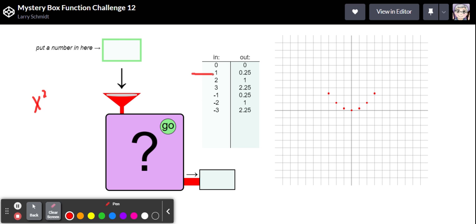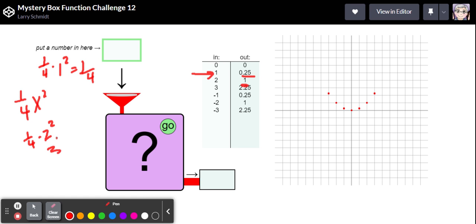Well, if we look at 1, that's a good place to start because 1 squared is just 1, and we get 0.25. So maybe this is just multiplied by 1/4 to get that 0.25. So it could be 1/4 x squared. Let's see if that works with 2. So we'd put in 2 for x, so 2 squared times 1/4. So that'd be 2 squared is 4 times 1/4. Well, 4 times 1/4 would be 1. That fits.